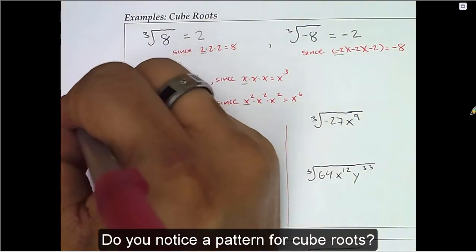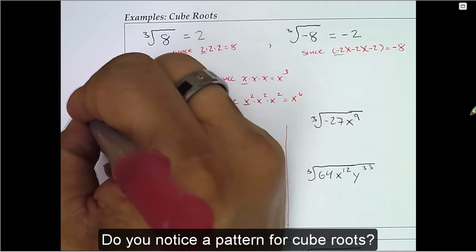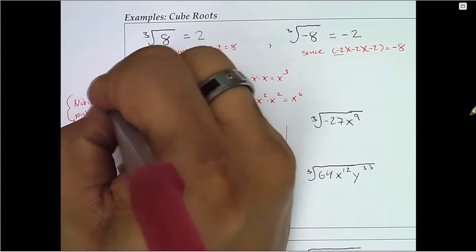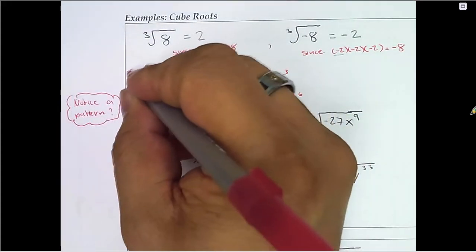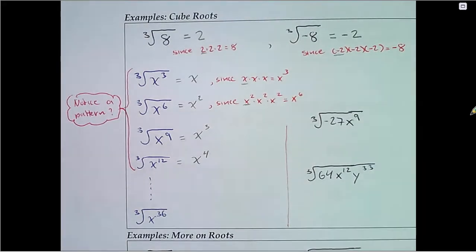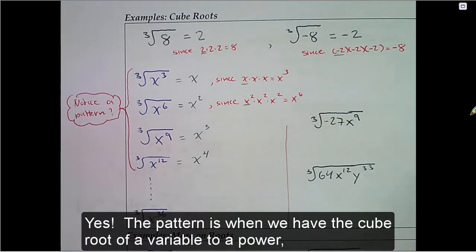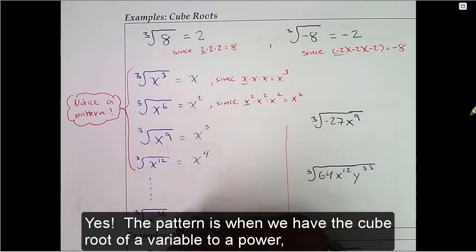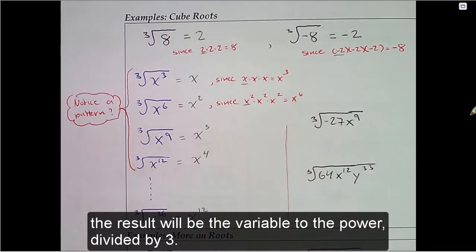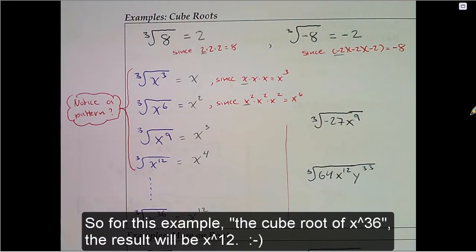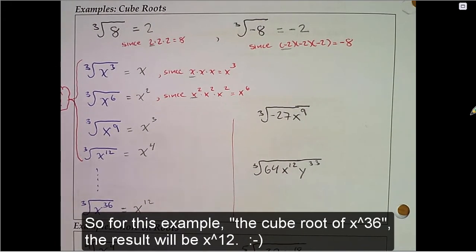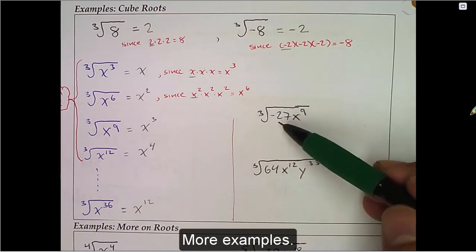Do you notice a pattern for cube roots? Yes, the pattern is when we have the cube root of a variable to a power, the result will be the variable to the power divided by 3. For this example, the cube root of x to the 36 result will be x to the 12. More examples.